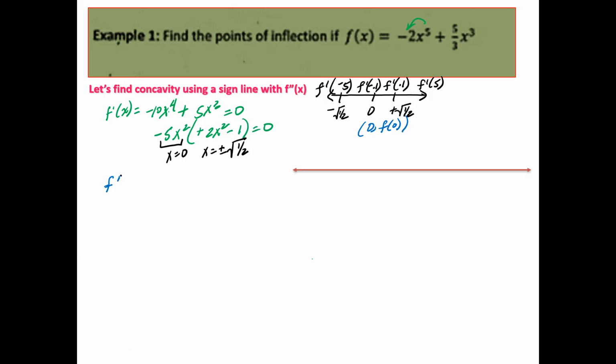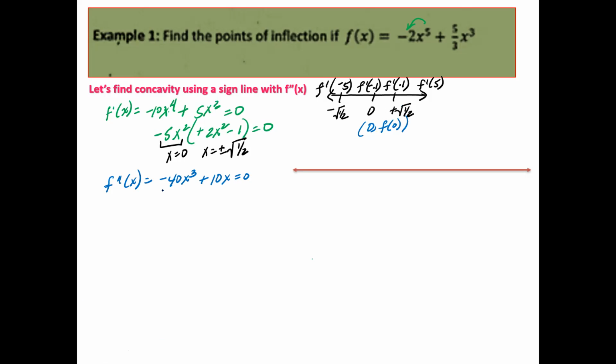So then we're going to do f double prime of x, which is going to be negative 40x to the 3rd plus 10x equals 0. Okay, so then once I set it equal to 0, I would like to solve for x. So similarly to the first derivative, you can factor some things out.